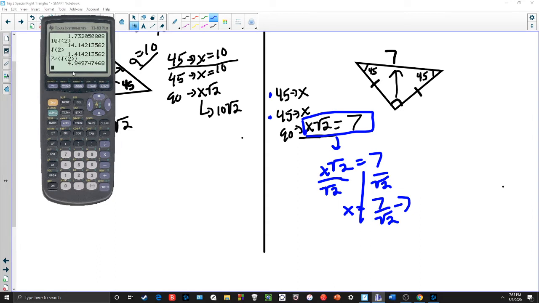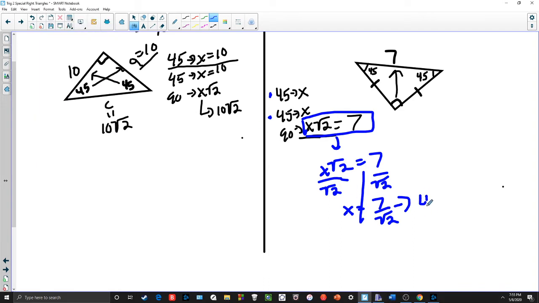And that would be 4.9, essentially 5, right? The 9 rounds the 4 up to a 5. So 4.95. Now, sometimes they'd also want you to write your answer like this. What they do is it's called rationalizing the denominator.